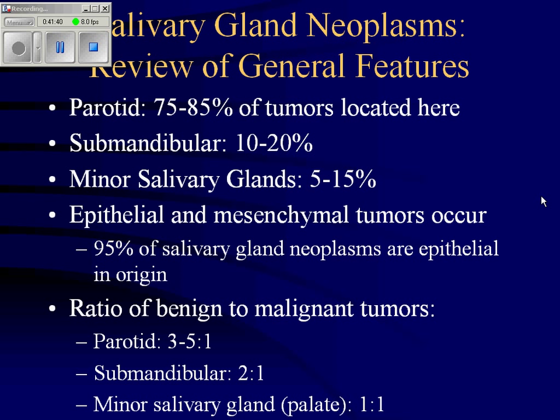Minor salivary glands, fewer tumors, not surprising. Epithelial and mesenchymal tumors occur. 95% of them are epithelial in origin. And the ratio of benign to malignant, again, parotid is higher. I thought of submandibular as more like 2-to-1 reversed, malignant to benign, but I guess I was wrong. But as you can see, as you get more toward the minor salivary glands, the share of malignant tumors increases, and that's the important thing.